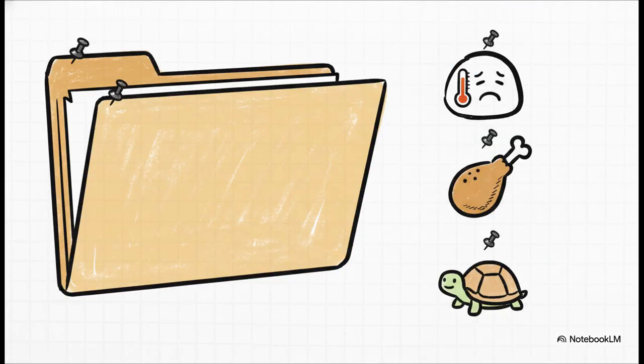Okay, so every good investigation starts with a case file, right? Our patient is presenting with a fever and diarrhea. The initial report says they recently ate some undercooked chicken, but they also have a pet turtle. These are our very first clues, and they're already pointing us toward a pretty likely suspect.